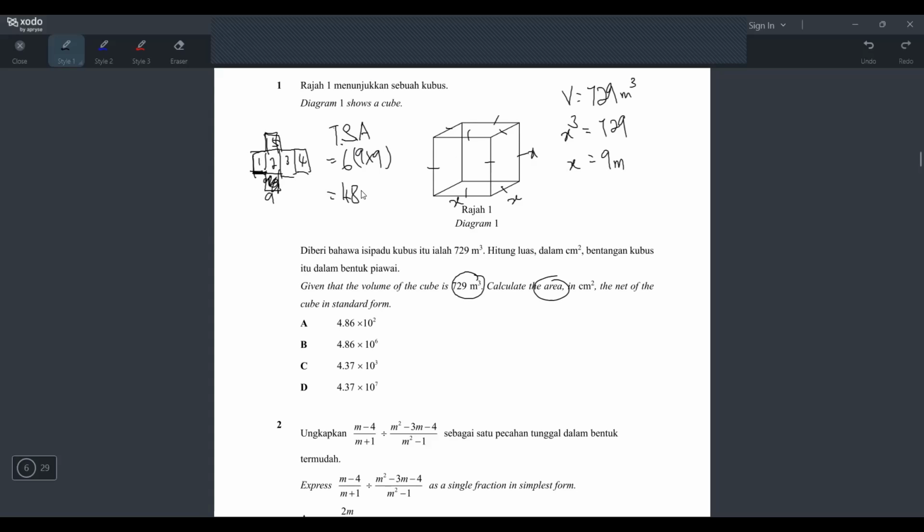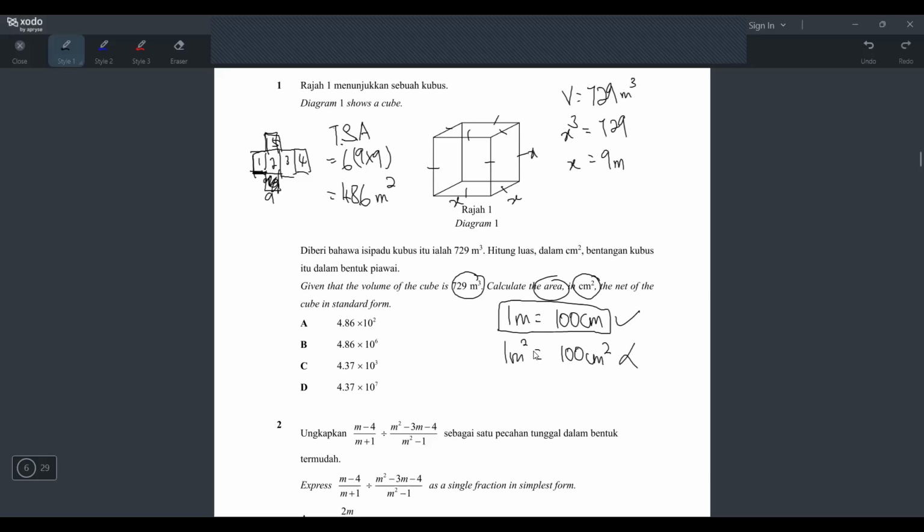But you need to know the unit of this. Just now the x is 9 meter, so when I take 9 meter times 9 meter times 6, I get meter square also. So this is in meter square, but they want cm square. 1 meter is equal to how many cm? 100 cm. So can you tell me 1 meter square is equal to how many cm? A lot of you will tell me 100 cm square, but this is wrong. This is a common misconception. Students always think it's like this, but this is salah. This one is correct, but the one below is wrong.